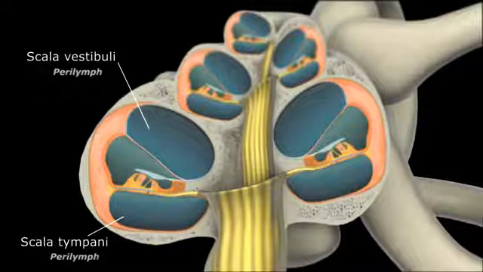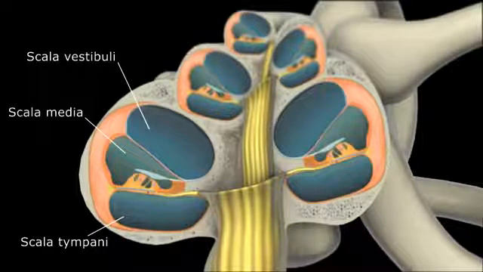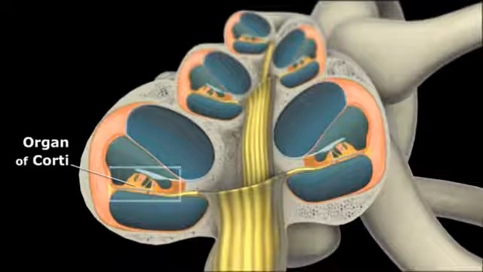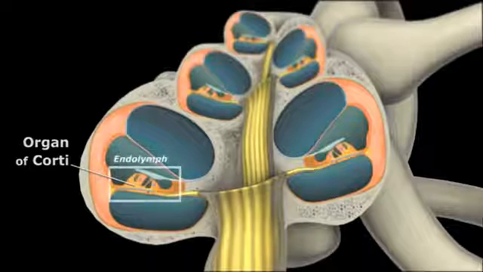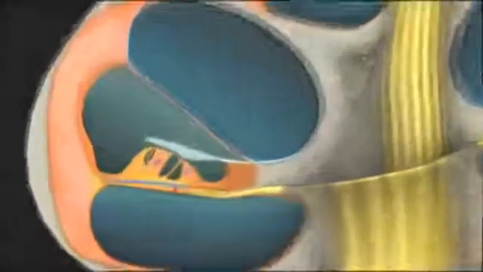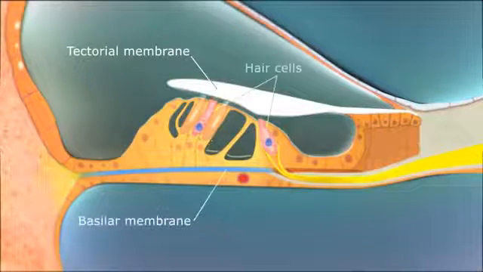Between the scala vestibuli and scala tympani is the scala media. This houses the organ of Corti, which is referred to as the receptor organ of hearing. The scala media is filled with endolymph. The scala media includes structures from the tectorial membrane, basilar membrane, and hair cells, which sense the mechanical forces.